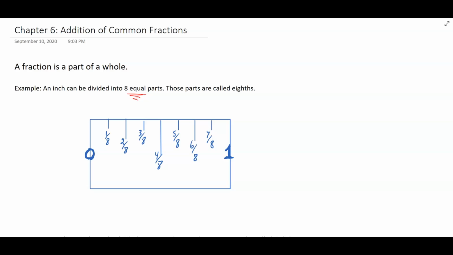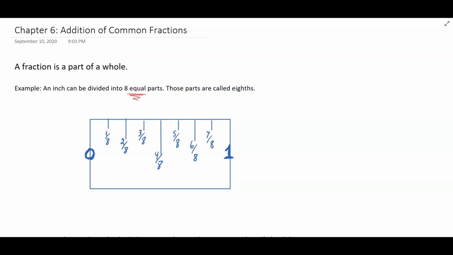In Chapter 6, I'd like to take a look at addition of common fractions. Well, what is a fraction anyway? A fraction is a part or a portion of a whole. So, for example, each inch can be divided into 8 equal parts. Those parts are called eighths.